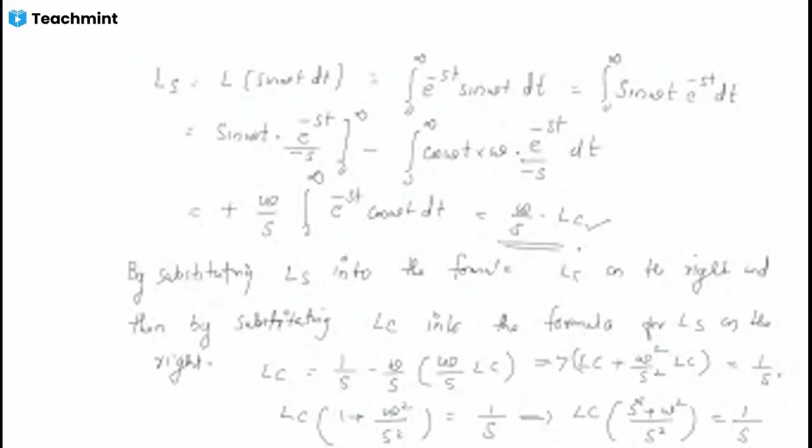That is, LC equal to, what is LC? S and S cancel here. So LC equal to S by S square plus omega square. What is the value of LC? L of cos omega t equals S by S square plus omega square.